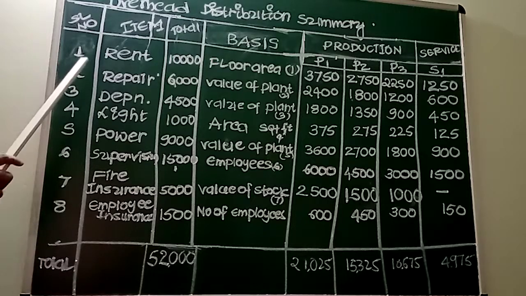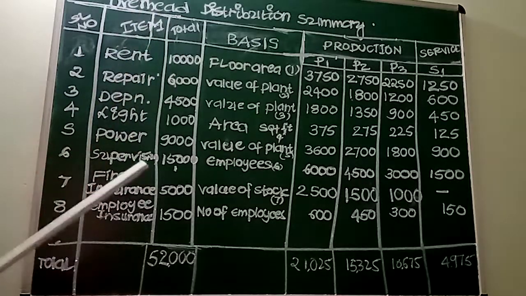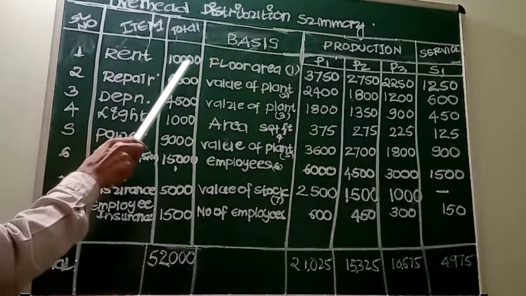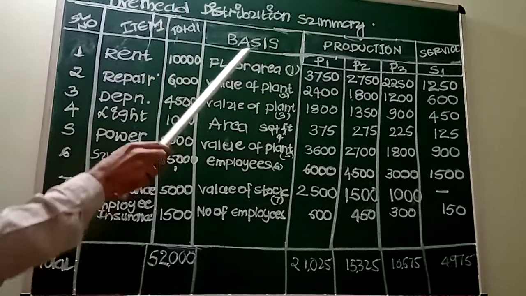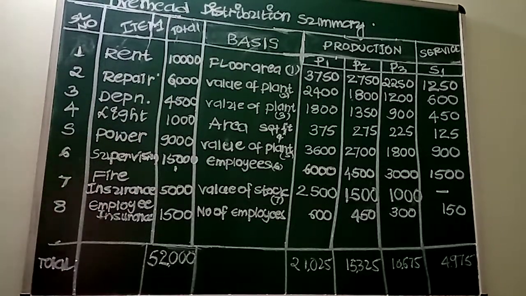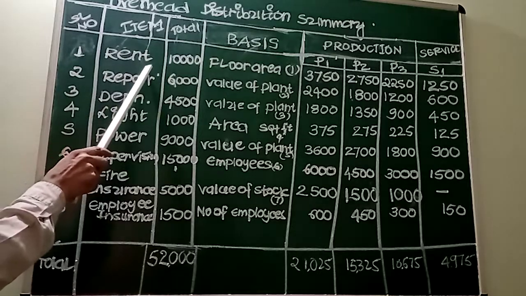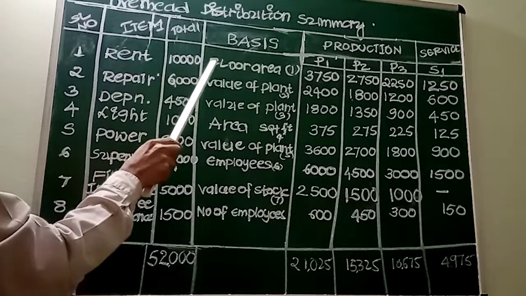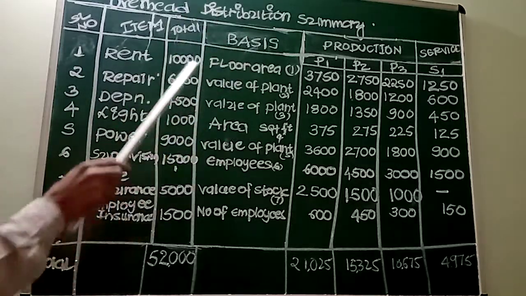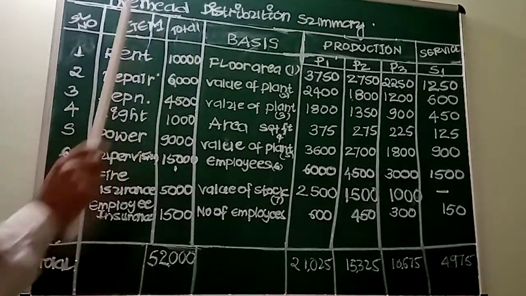The first important item is rent. See, here they have given total rent as 10,000 rupees. How do you apportion this 10,000 rupees rent for three production departments and one service department? Perhaps the same procedure will be followed for all other overheads also. See, rent is usually apportioned on the basis of floor area or area occupied, but in this problem it is given as area occupied in square feet.